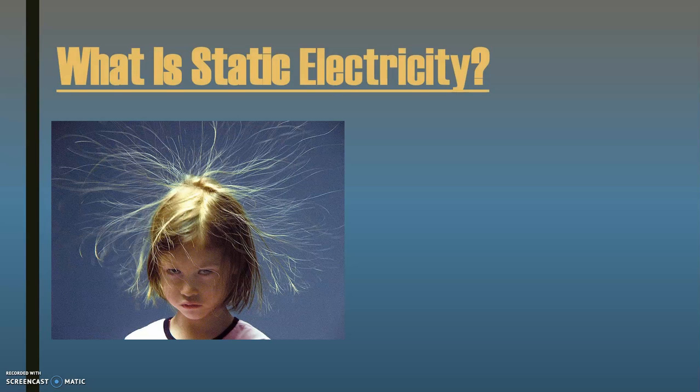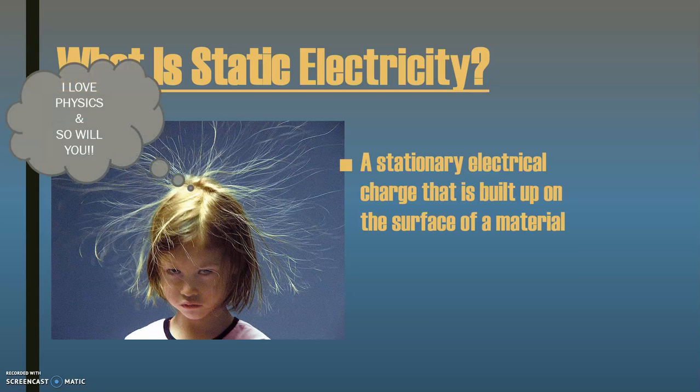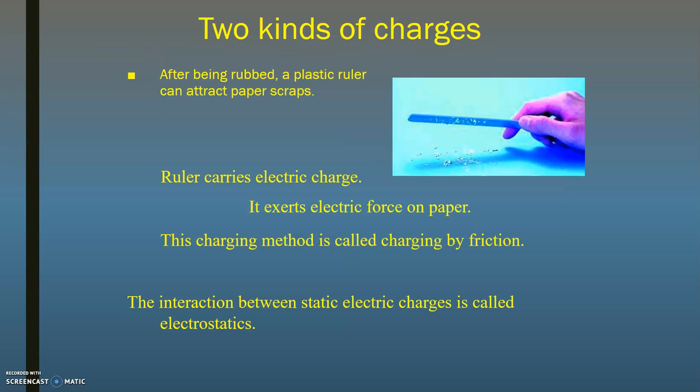Static electricity is when electrical charge is built up on a surface or a material and is static, non-moving. There are two kinds of charges, negative and positive, and you can charge two objects by two different means: charging by conduction, or charging by friction, same thing, or charging by induction.